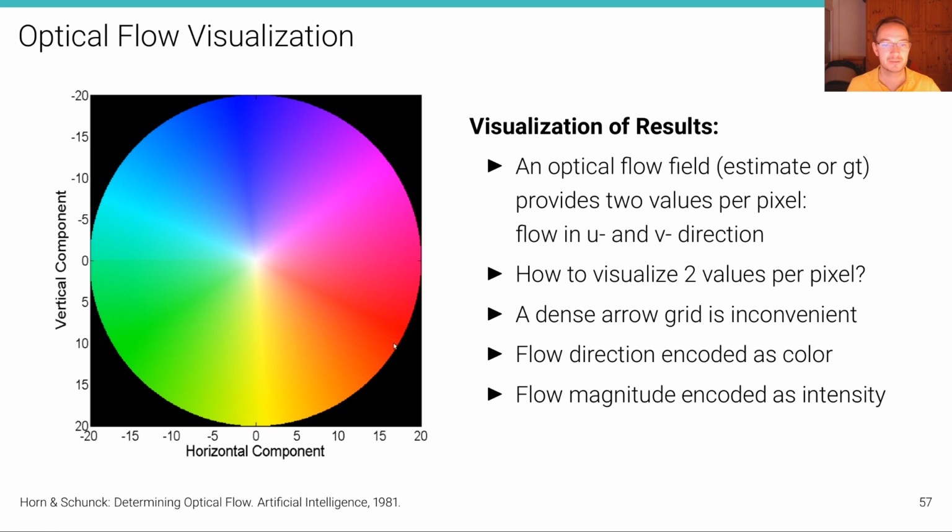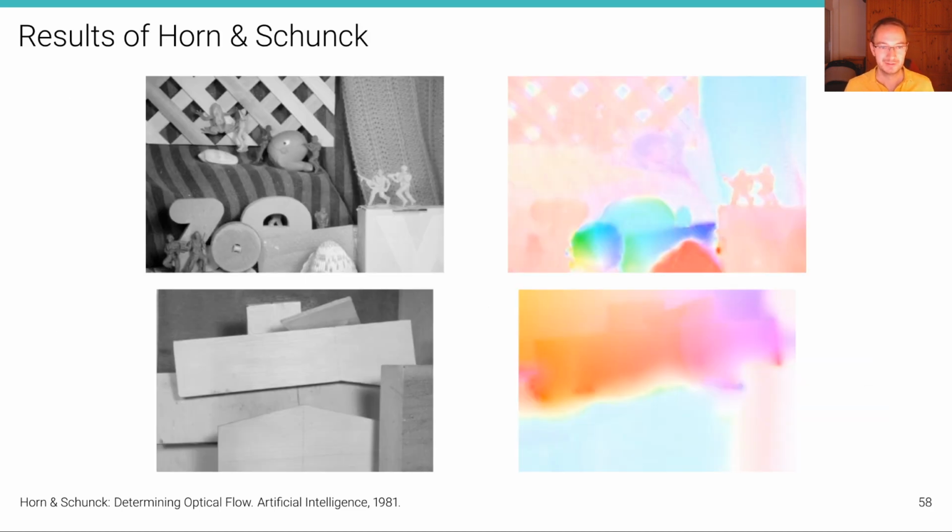So you can see that an optical flow in this direction would be colored red, and in this direction would be colored blue. And the flow magnitude is encoded as the saturation or the intensity of the color, where no optical flow, zero optical flow, would be white, and the stronger the optical flow, the stronger the color. And so this is the result.